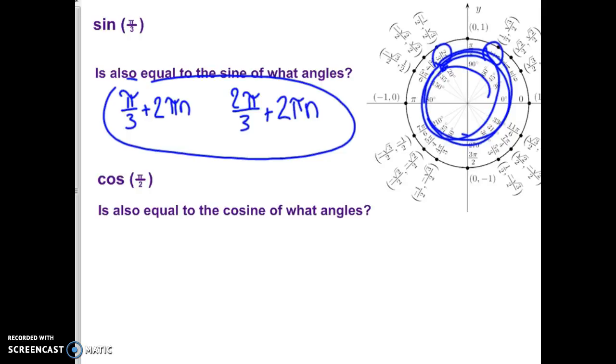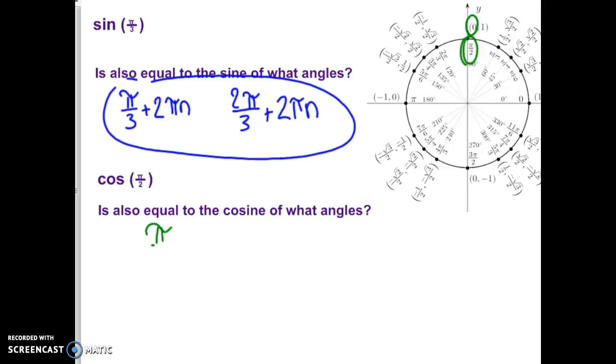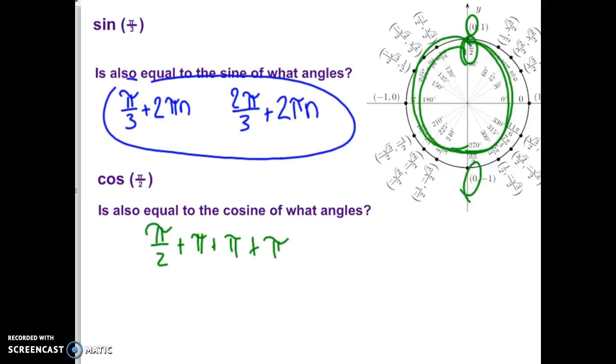Cosine of pi halves. Let me clear my screen. Cosine of pi halves is right here. Where does that value repeat? It repeats right here. Is that a full circle? Nope, it's not. That would be adding a pi. What if I added another pi? Would I get back to the same spot? Yep. And another pi? These are all the ones it's equivalent to.